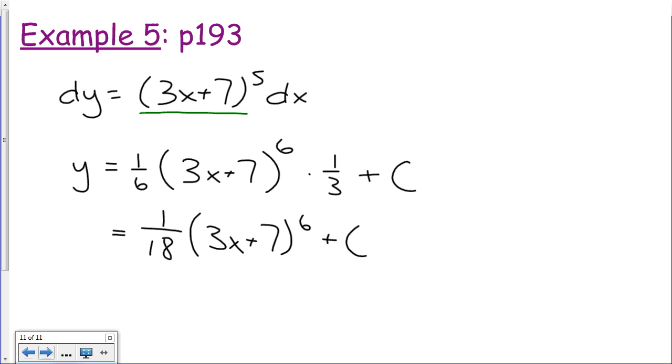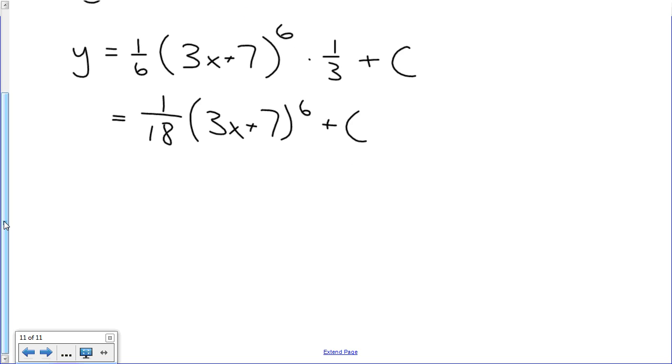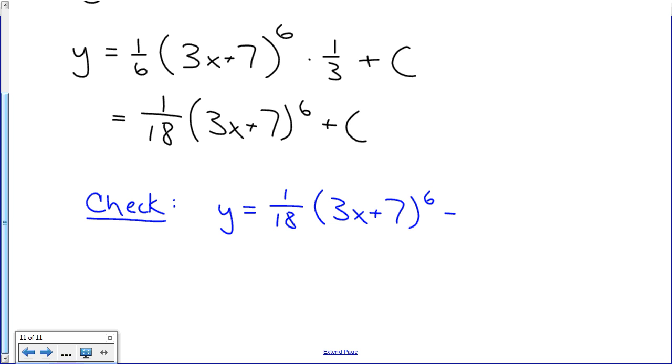And the nice thing about finding an antiderivative is you can always check your answer. I'm going to go ahead and do that so you can see our check. Our check is to take this equation that we came up with, y equals 1/18 times 3x plus 7 to the 6th plus c, and take the derivative of that and see if we end up with what we started with. Actually, we want to find the differential of y, so let's find dy.